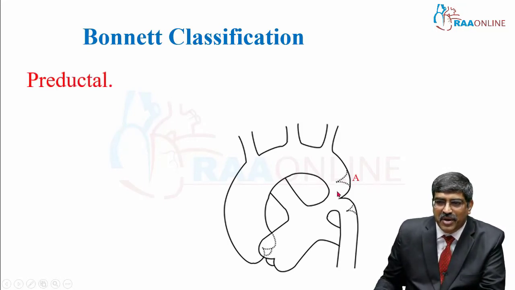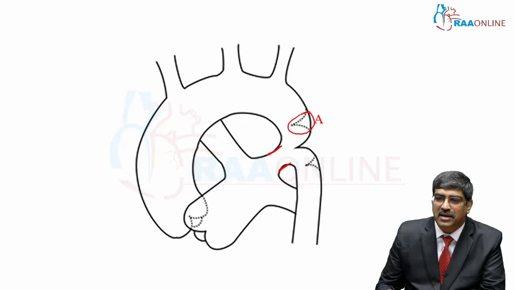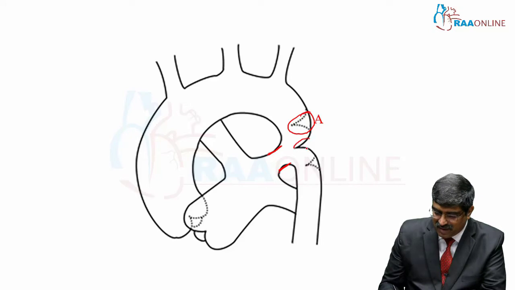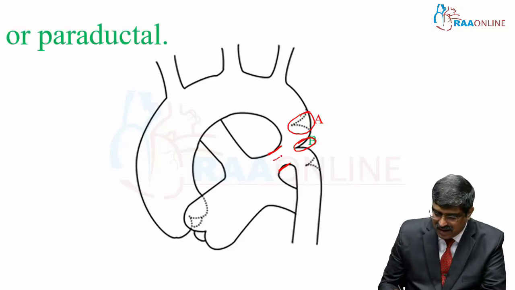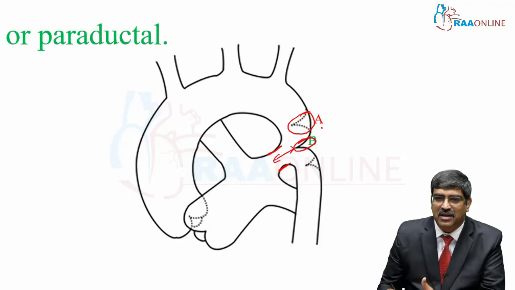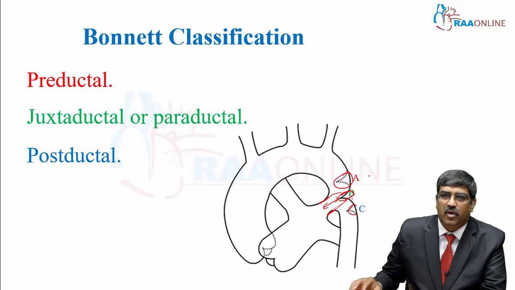First is the preductal. This is the ductus arteriosus, so the coarctation segment is above the ductus. So it is called the preductal. Second is the paraductal or juxtaductal. It is exactly opposite to the PDA, which is called juxtaductal or paraductal. And you have the type C, which is below the ductus. This is the ductus. It is below the ductus, which is called the postductal coarctation of aorta.